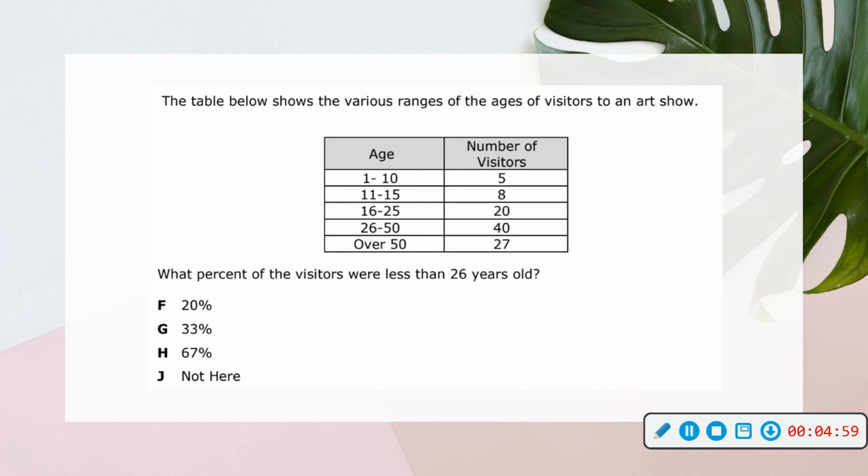We're given a whole bunch of information, but we're not given my total. It said the table below shows the ranges of age of visitors for an art show. What percent, so we know we're looking for my percent, what percent of the visitors were less than 25 years or 26 years old? So first of all, let's figure out what my part, my whole, percent over 100. So we already know my 100 is not going to change. We're obviously looking for my percent because it says what percent. And then now I need my part and my whole.